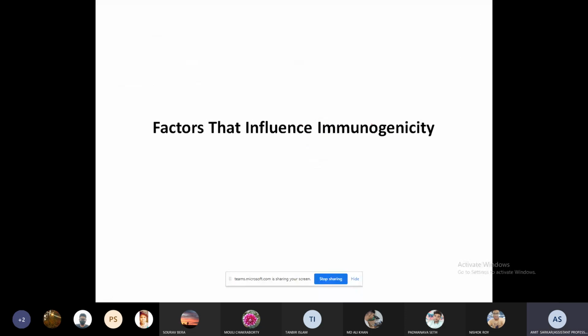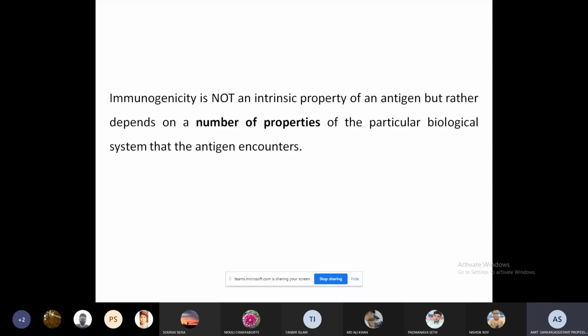Now, what are the factors influencing immunogenicity? We understand that yes, not all antigens have immunogenicity. Then what are the factors? There are several different factors. Maybe we can categorize them into five different parts. One introductory line here is that immunogenicity is not an intrinsic property. Intrinsic property means inherent property, but rather it depends upon a number of properties of the particular biological system that the antigen encounters.